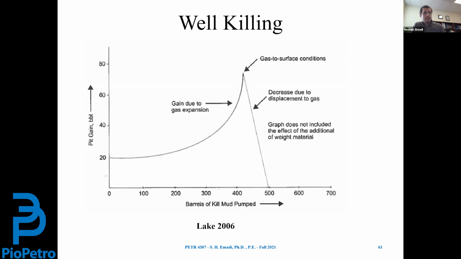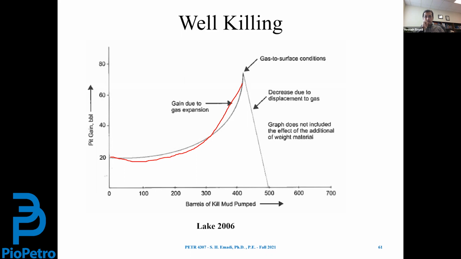And in this slide, you see how the pit gain, the mud pit level, changes when we circulate out the gas. As you can see here, we see an increase. And this is due to the gas expansion. And when the gas reaches the surface, we see the maximum pit gain because of the expansion which we allow to happen to reduce the pressure inside the gas bubble.